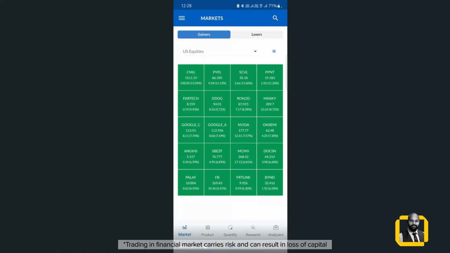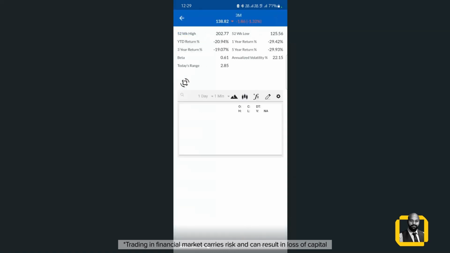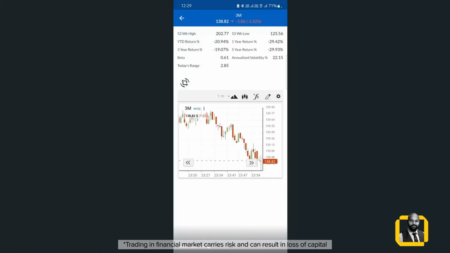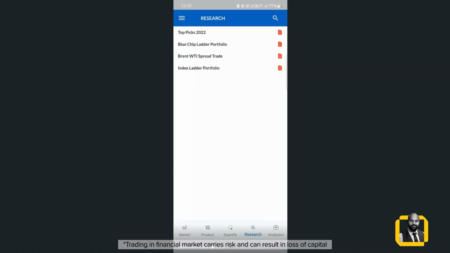Now, going to our next tab at the bottom, product. In your product, you have your equities, indices, currencies, and cryptos. Again, let's say you want to look at 3M, you will get the entire data about 3M, including the chart. You will know the 52-week high, 52-week low, the year-to-date return percentage. So all the data that you would require about a particular stock, you will be able to see on this particular tab.